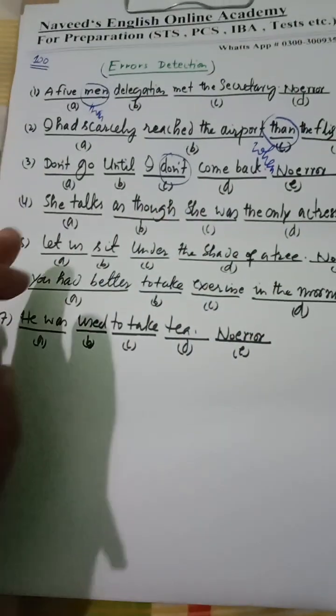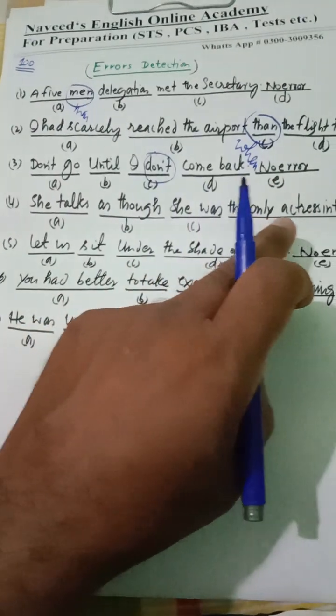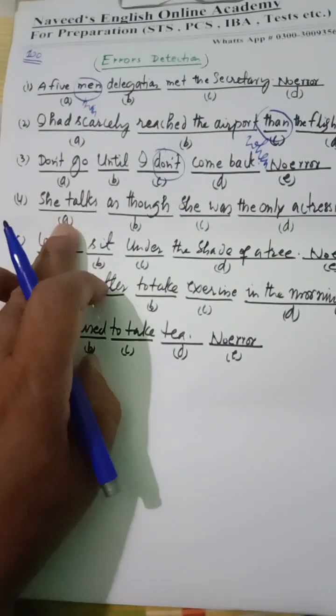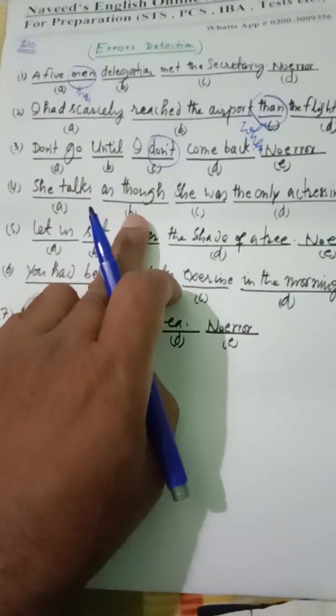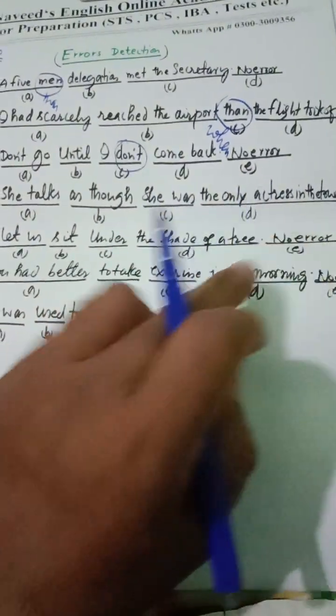Number 4, she talks as though she was the only actress in the town. A option, she talks; B, as though; C, she was the only actress in the town.